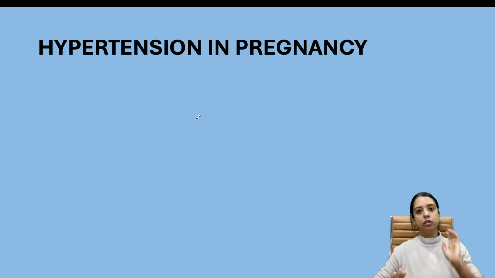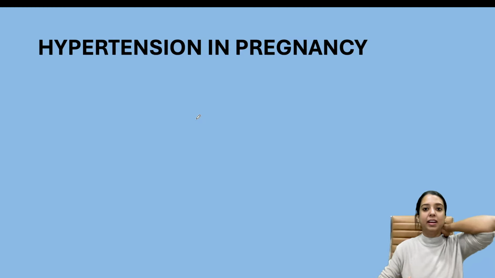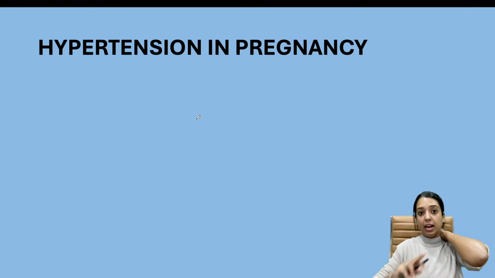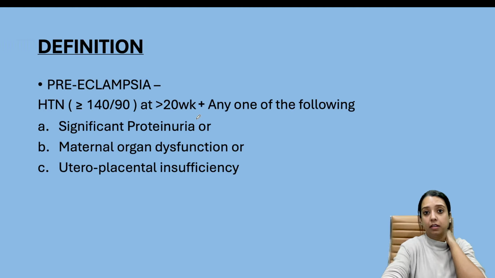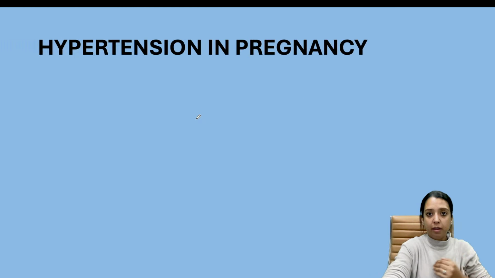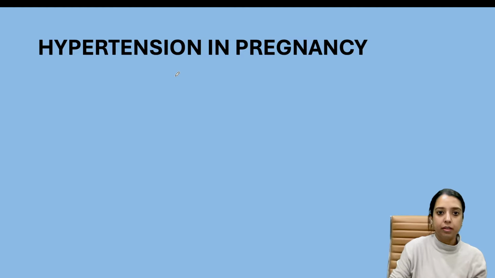Okay? Now this finishes our diabetes in pregnancy. Now comes the hypertension in pregnancy. Hypertension in pregnancy is different. There are 2-3 types of hypertension: chronic and preeclampsia. Chronic hypertension means she was hypertensive, pehle se she was hypertensive.